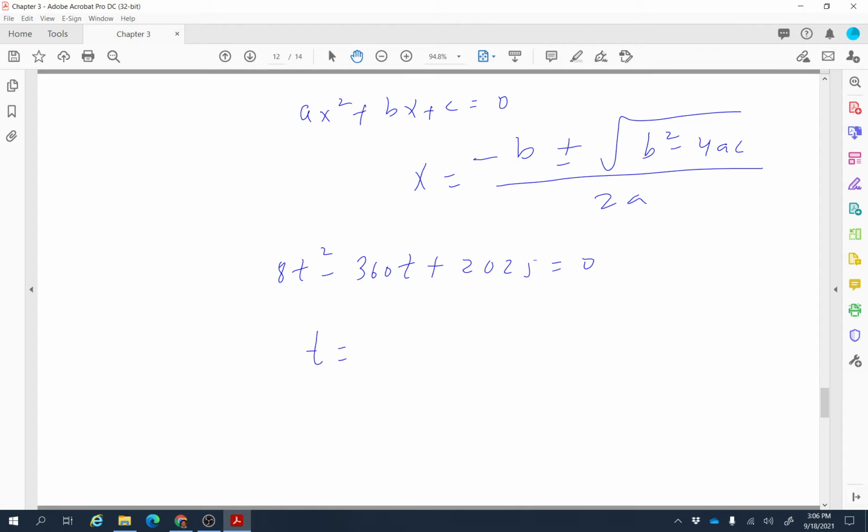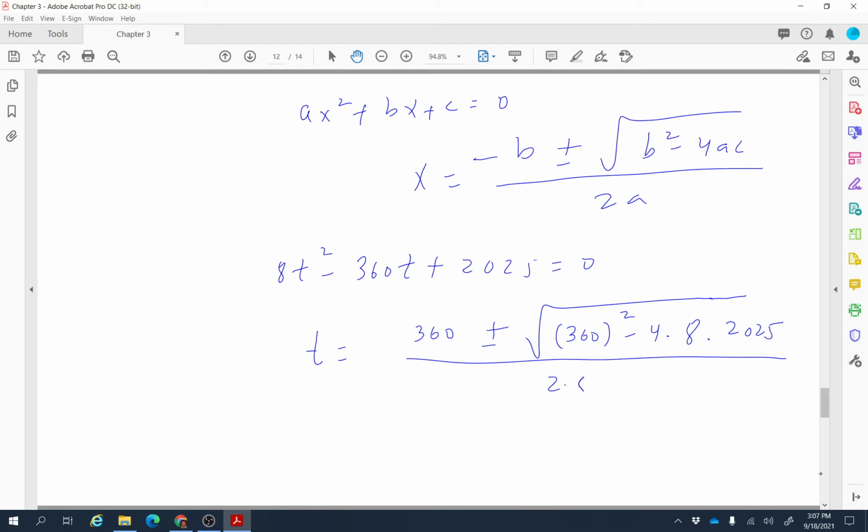for t we're going to get negative b, the negative of negative 360, so eventually positive 360, plus or minus the square root of 360 squared minus 4 times a times c, which is 2025, divided by 2 times a, which is 8. If you simplify this, it's going to give you two answers. One is 38.41 seconds, rounded to two decimal places, and the other is 6.59 seconds.